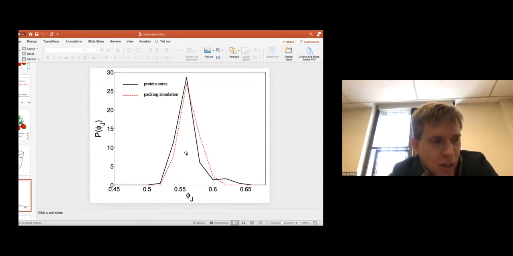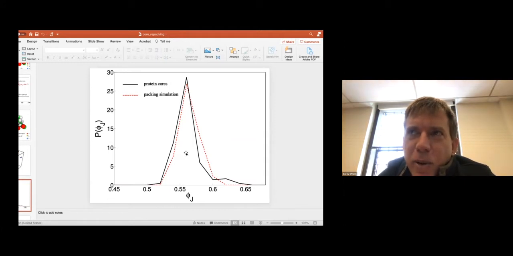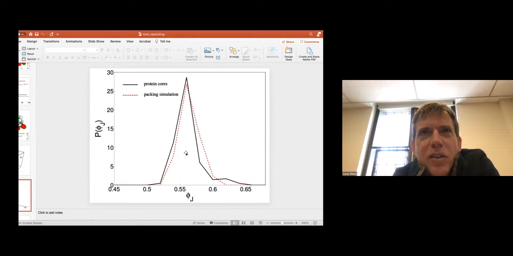Another thing that wasn't included, which is still a mystery that we're working on, is that proteins have a backbone that's connected. So each amino acid is connected to another amino acid by a peptide bond. And protein folding definitely involves the collapse of a chain, not the compression of individual amino acids. And so does the fact that there's a polymer chain, a connected backbone, affect the packing fraction?